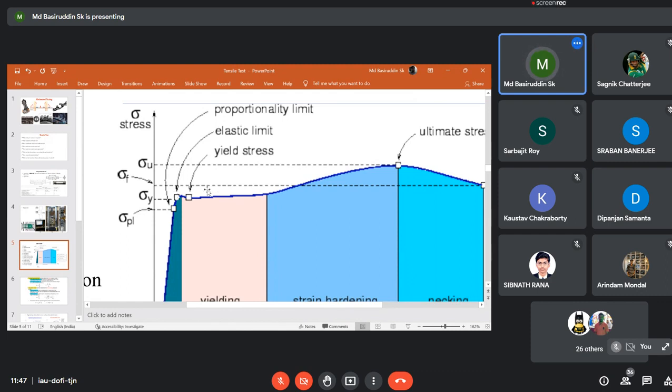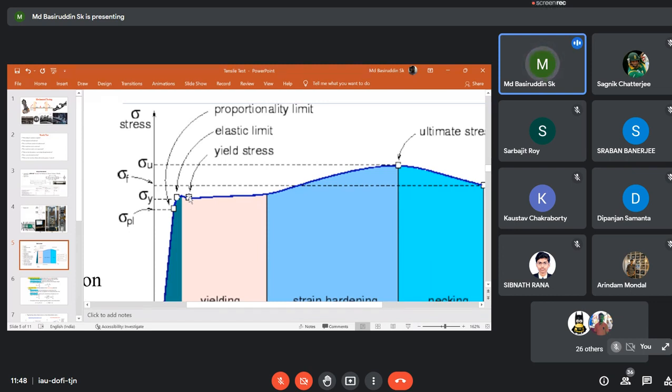But here I have pointed out this particular position. So basically, whenever you define the yield stress, you can define it as the visible stress level, the stress level where a detectable amount of strain is experienced by the material. Detectable amount of strain.